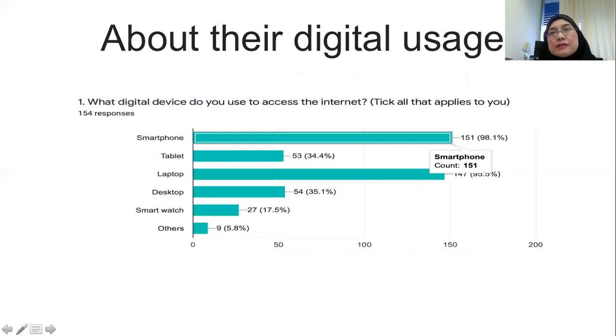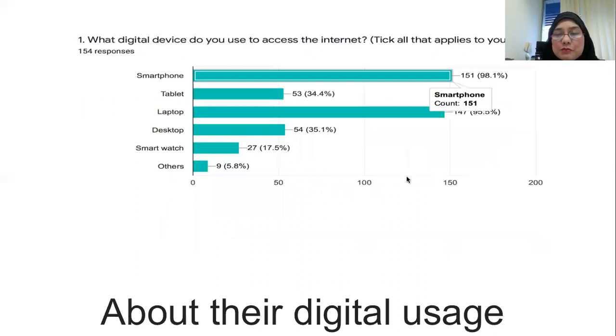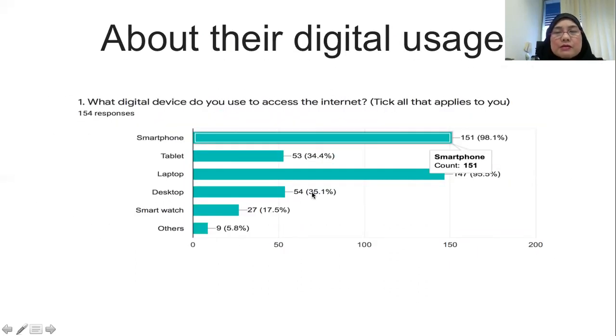According to my findings, I asked the question, for example, what digital device do you use to access the internet, and to take all that apply. In my data, about 98.1% say they use a smartphone. So quite a huge number use the internet via the smartphone. Tablet about 34.4%, and about 95.5% also use the laptop. Then desktop about 35.1%, 17.5% use a smartwatch, and others 5.8%.